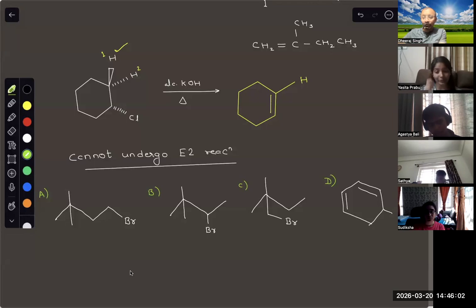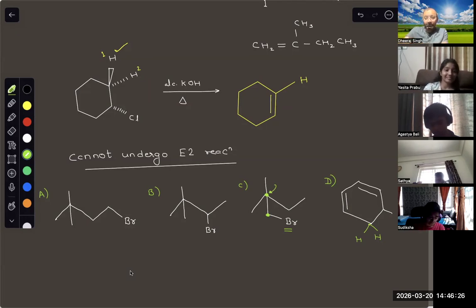Sir, I thought it was D. Why does it have no? It has two hydrogens here. You need beta hydrogen. Here, look at this is the carbon from where the bromine will come out. Adjacent to it, there is only one carbon. Does it have any hydrogen here? There's no hydrogen. So no point talking about that.